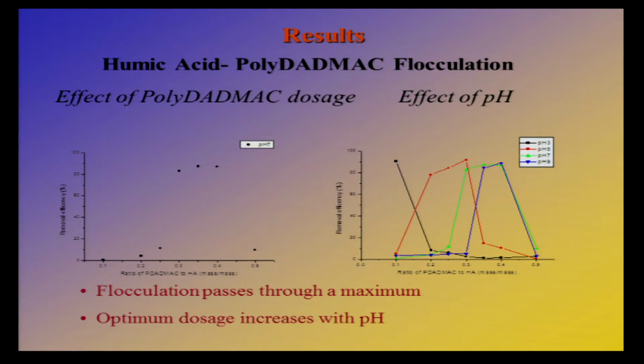But it indicates really that if you go to high pH, you're going to end up using more flocculant. And it may be difficult to go to high pH without adding more chemicals. So really we'd like to work at neutral pH if we can. So the flocculation is passing through a maximum as a function of the ratio, but also the optimum dosage is increasing with the pH.